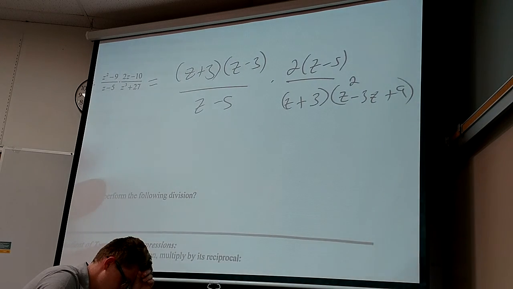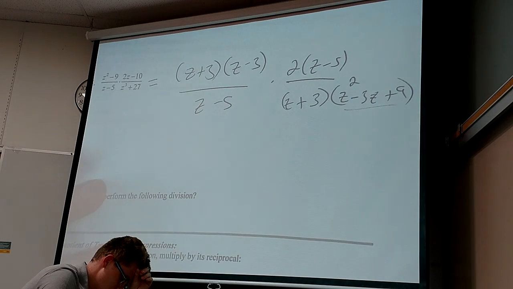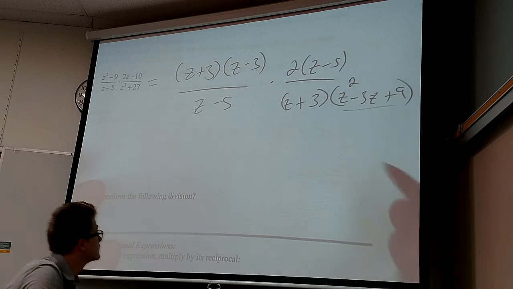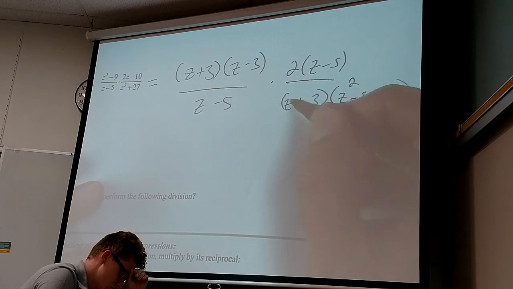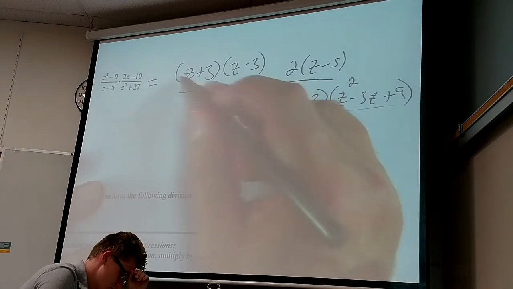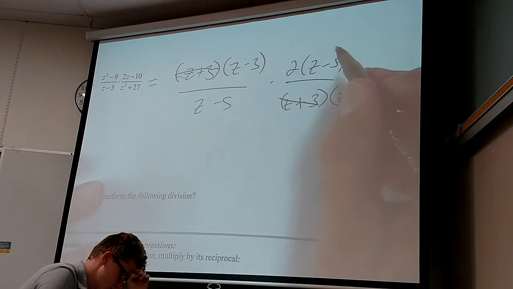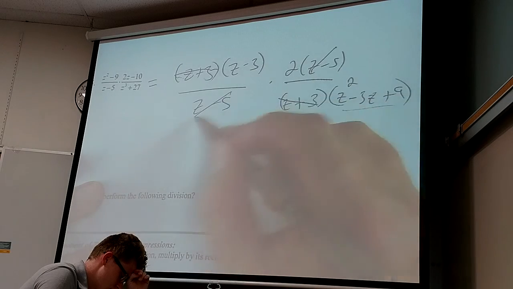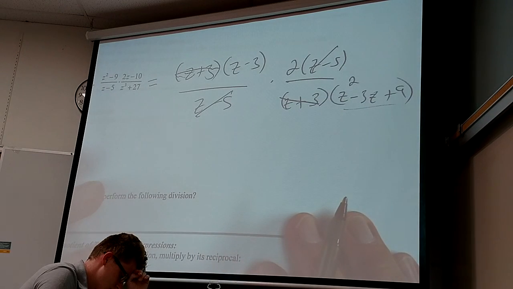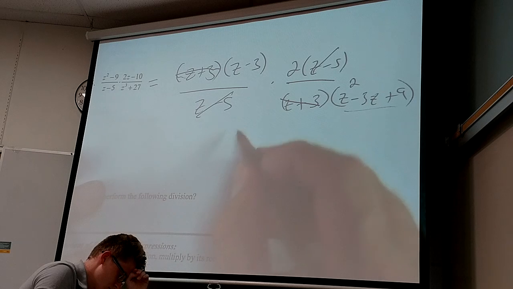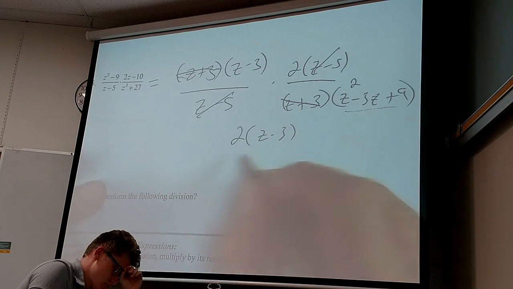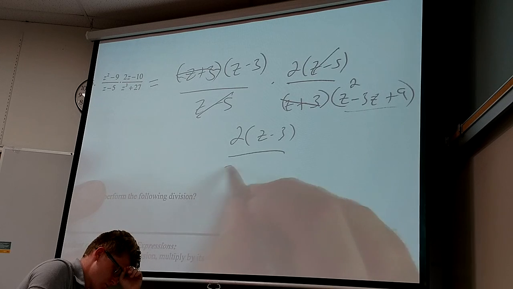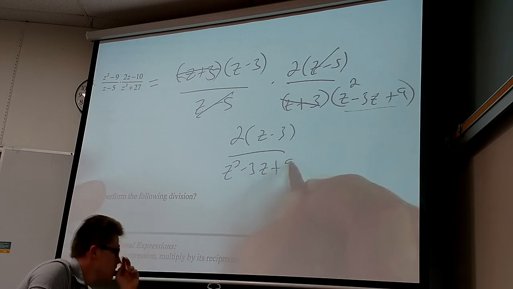And now, is everything factored as much as it can be? Yes. You gotta remember, you can never factor the big dude. So what dies? I can start killing stuff. Here I go, killing again. Z plus 3. Z minus 5. Anything else die? So what's on the top? 2 times Z minus 3. What's on the bottom? Z squared minus 3Z plus 9.